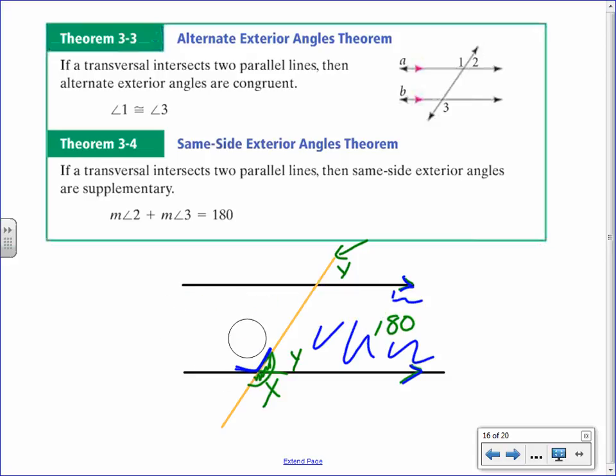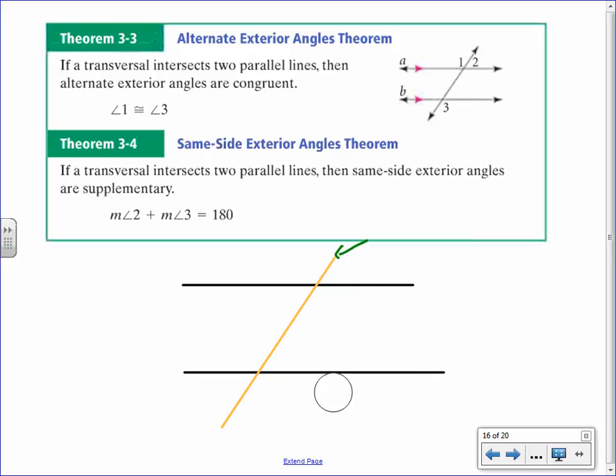Another way to tell where the alternate interior angles are is by looking at the shape that the two angles make. So you would be told this is angle 1, this is angle 2, and then you'd be asked to describe the angles. And you can see here that they're making a Z, basically a backward Z. And that's the shape that the alternate interior angles make.